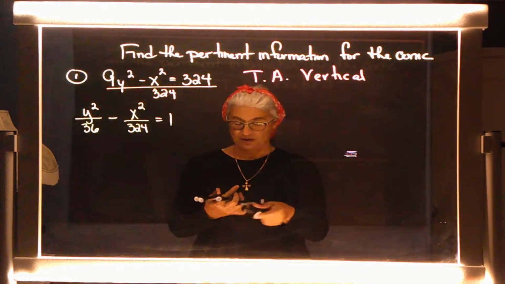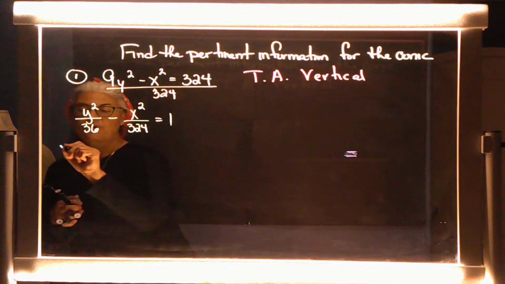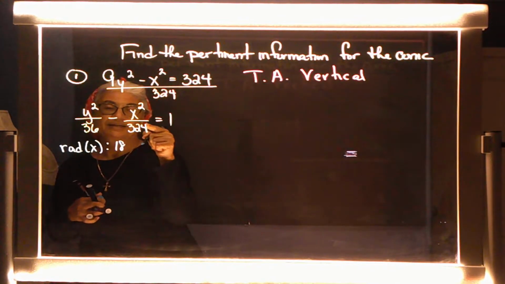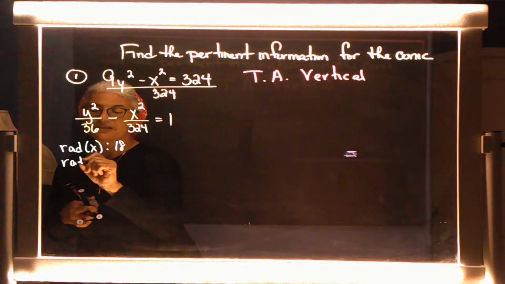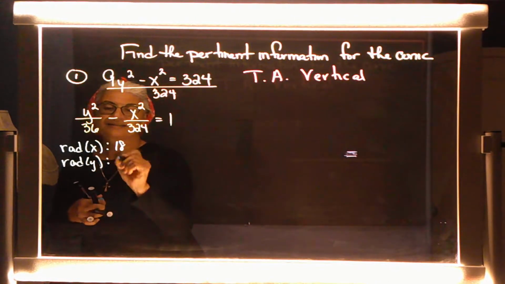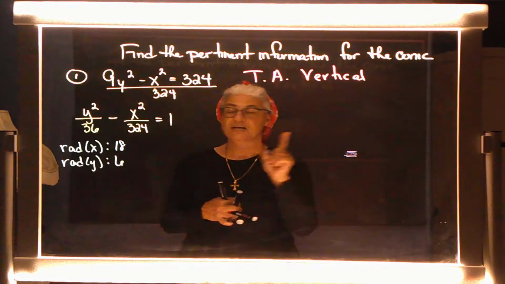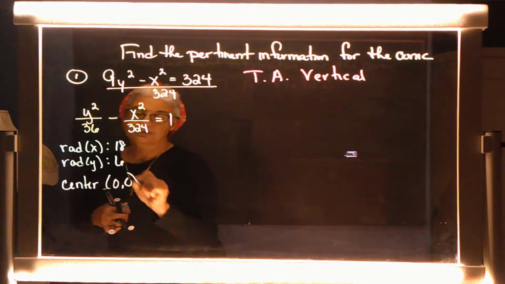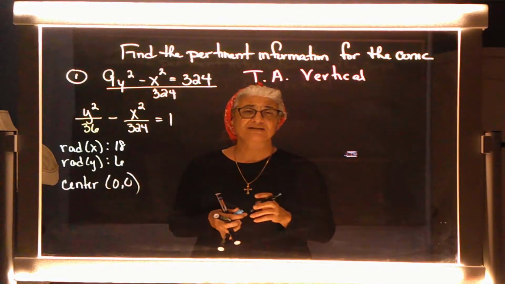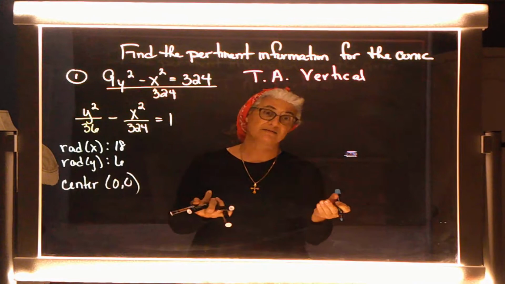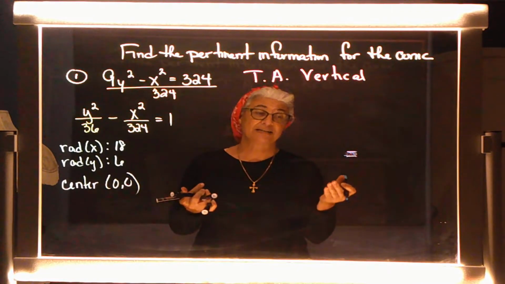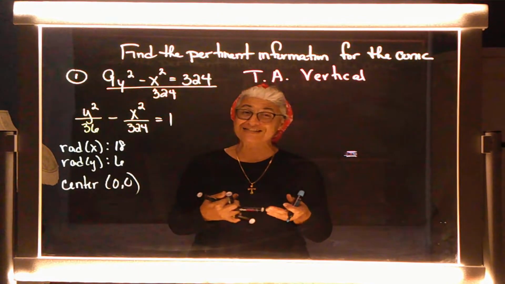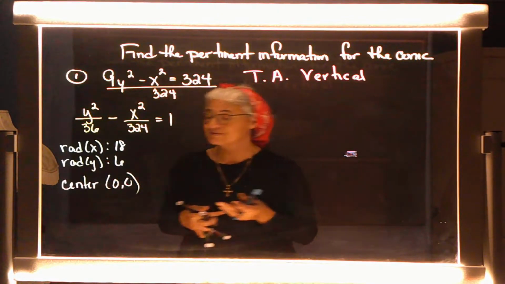Okay. What's the radius in my x direction? 18. My x is here. What's the radius in the y direction? 6. Good. Center? Yep, 0, 0. You're like, hey, this sounds like the ellipse. Yeah, it sure does. There's one difference which makes it quite different in its shape and the graph. But for the most part, finding this information is the same as we did for the ellipse.